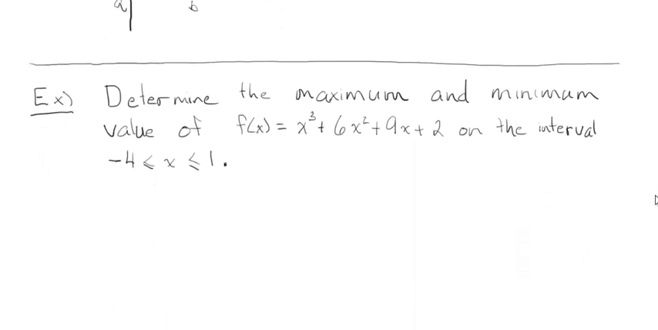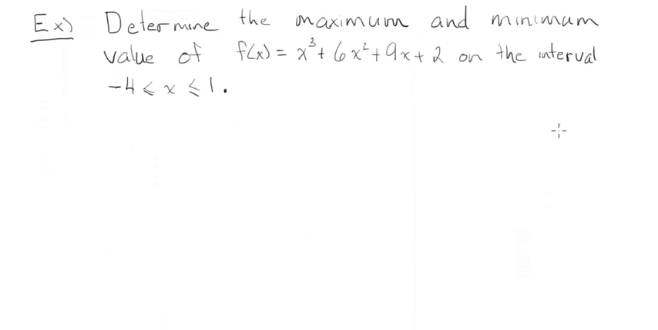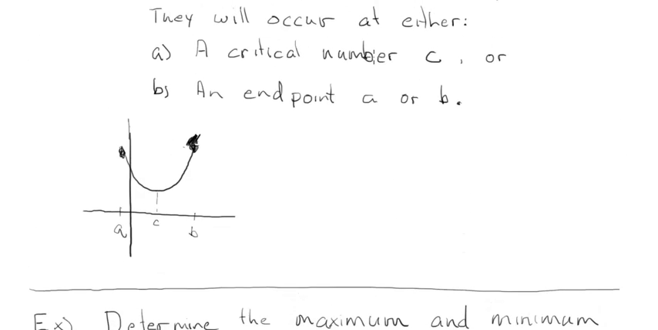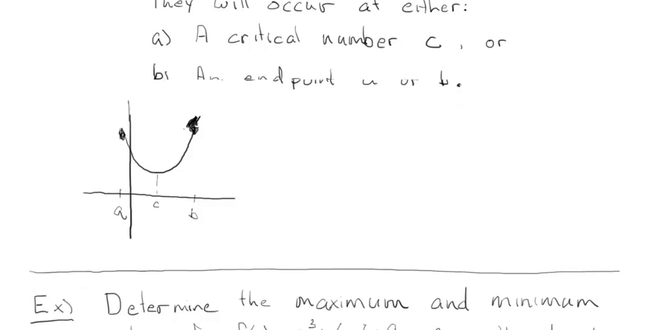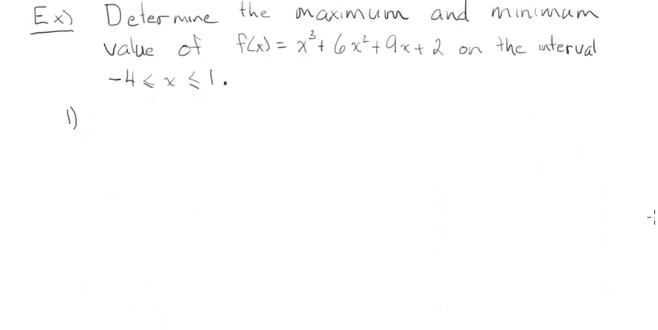So let's take an example. Determine the maximum and minimum values of this function f(x) on the interval. Notice it's a closed interval. In order to figure out the maximum and minimum values, we have to look at these two things: the critical numbers and the endpoints. The endpoints are given, -4 and 1, but the critical numbers aren't. So the first thing you have to do is find the critical numbers.